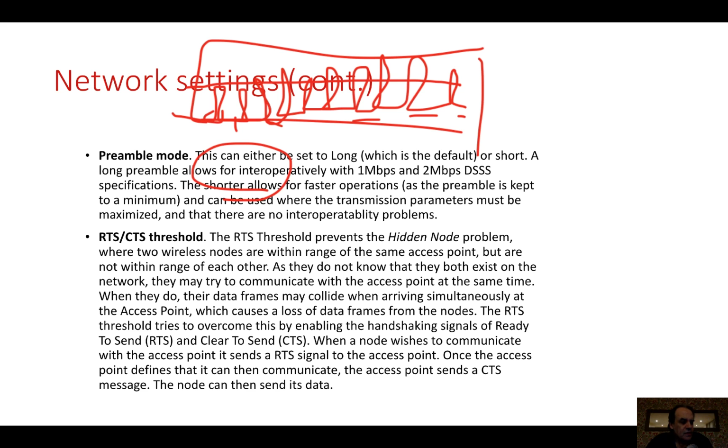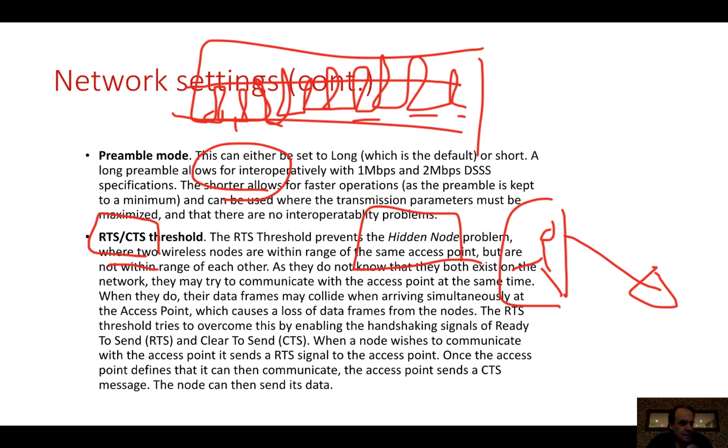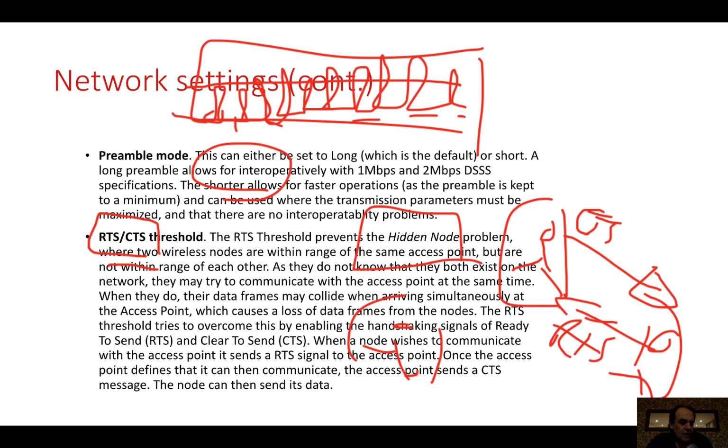And then there is a thing called the hidden node problem, and that's for ready to send and clear to send. So the device will send ready to send, and then the access point sends a clear to send to say that it's ready. If the devices are separate from each other, they might not actually see the signals going back and forward. So this is where we get the hidden node problem.